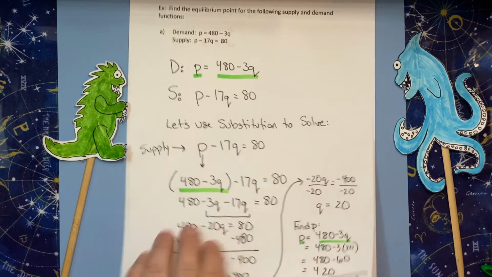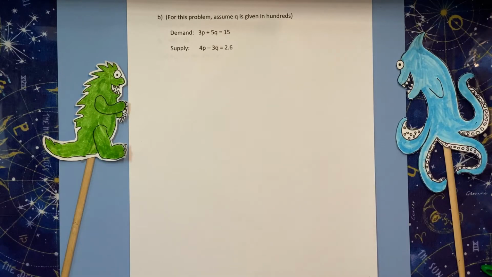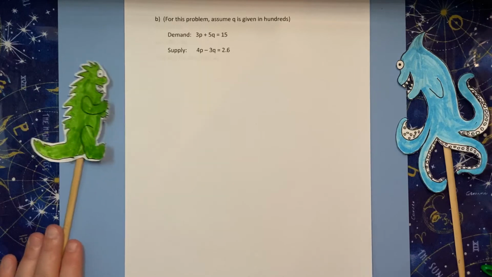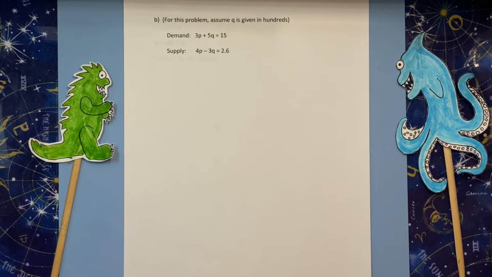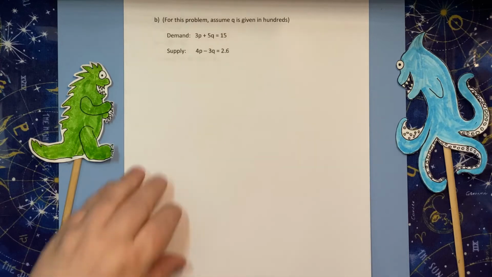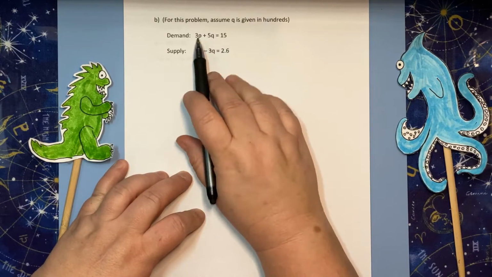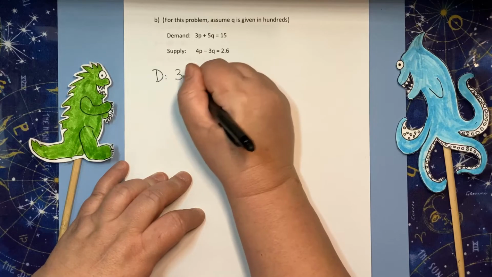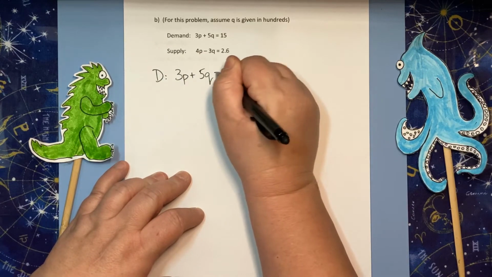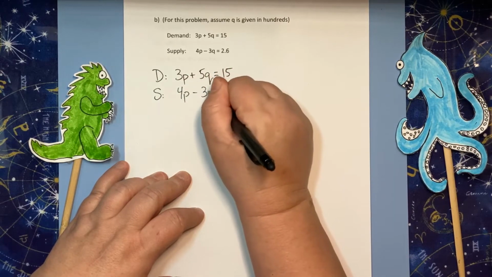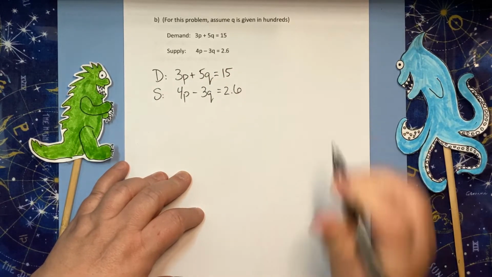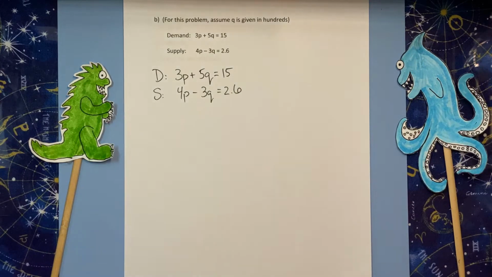Next question. What if the supply and demand is not that simple? And in fact, I've given you even an extra wrinkle. And the extra wrinkle is Q is in the hundreds. Oh my goodness. What are we even going to do? And the answer is not panic. We're going to see this and we're going to go, oh, I've got a demand equation that looks like 3P plus 5Q equals 15. And a supply that looks like 4P minus 3Q equals 2.6. Oh, yay, decimals. Just when you needed them.